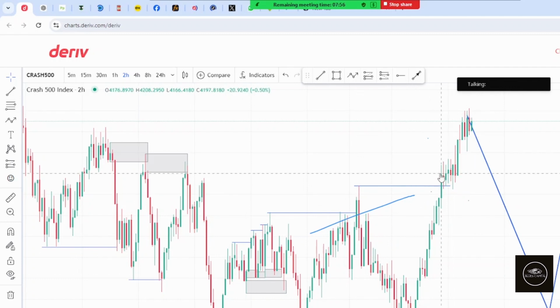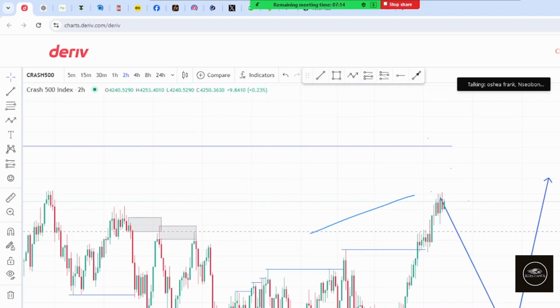That's what all markets do. The expansion level, the retracement level, and the continuation. Those are the three phases we have on any market. As long as it moves, the market needs to expand, retrace, and continue. So that's it.